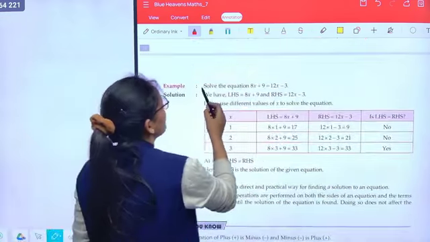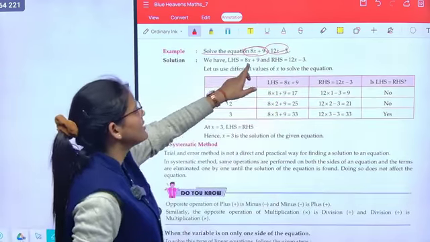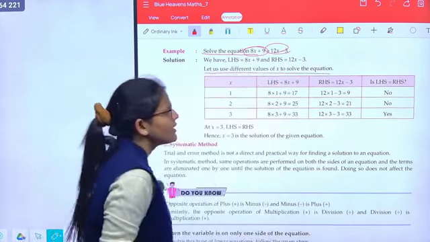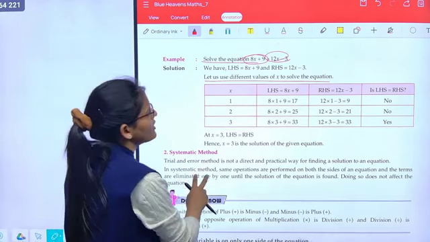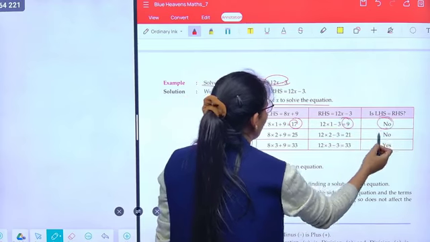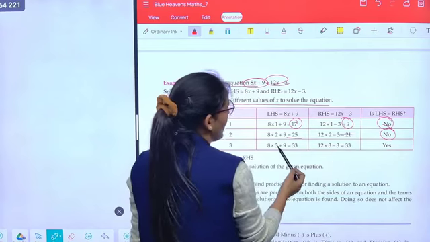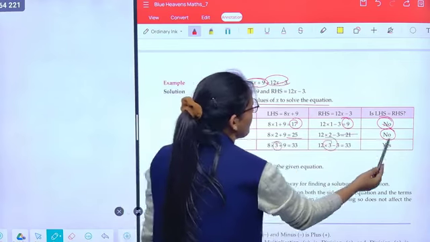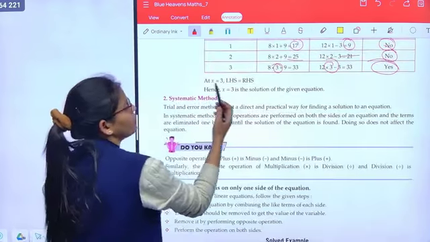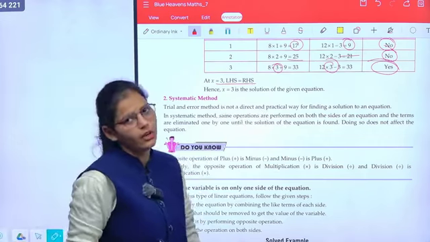Now example, solve the equation. Class हम इसको solve करेंगे अगर हमारा guess class. We have LHS, ये क्या है हमारा RHS. Now let us use different values of x to solve the equation. Now class, here is 17, here is 9. No, no. यहाँ पर हमने 1 किया, यहाँ पर 2, यहाँ पर 3. Now class again no. यहाँ पर हमने 3 किया, तो क्लास तब हमारी क्या हो गई? LHS is equal to RHS. Yes. At x is equal to 3, LHS is equal to RHS. Hence x is equal to 3 is the solution of the given equation.